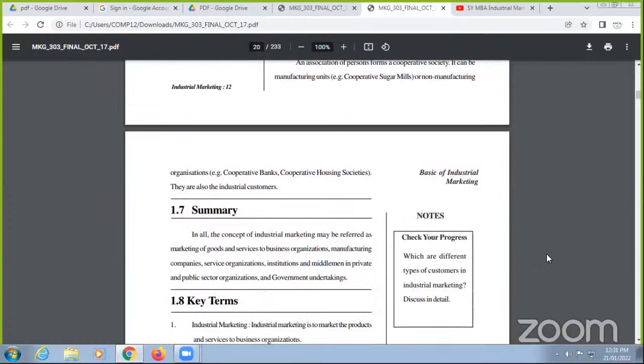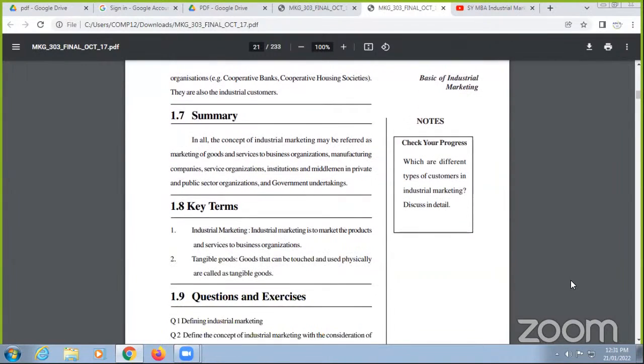In this chapter summary, in all, the concept of industrial marketing may be referred to as marketing of goods and services to business organizations, manufacturing companies, service organizations, institutions, and in private and public sector organizations and government undertakings.